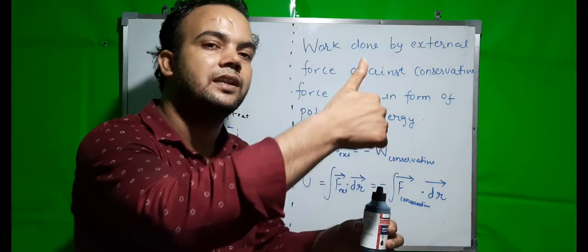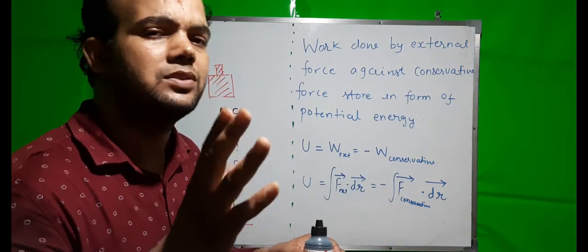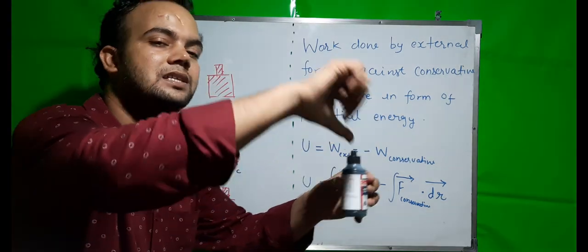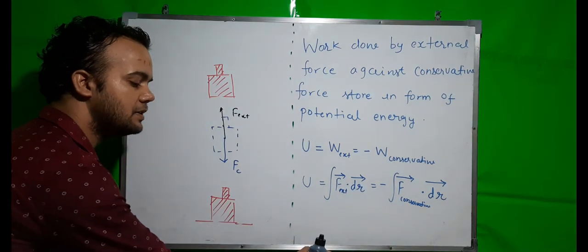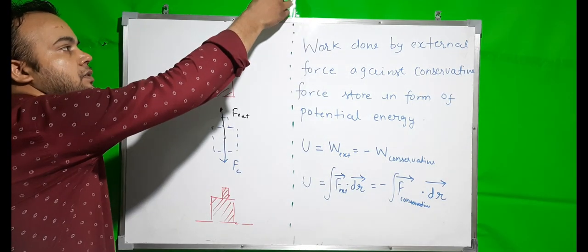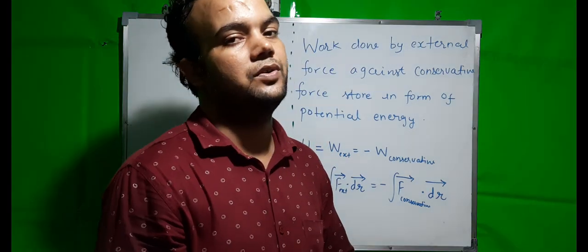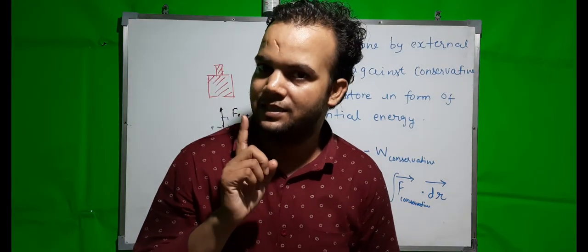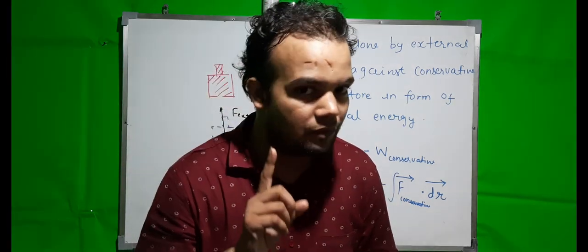If it is greater, then the body might accelerate because the net force is acting in the upward direction. I suppose I don't want to accelerate this bottle, so at least I want the external force to be equal to the gravitational force. Let us see. I'm smoothly moving this bottle with the help of the external force, and I'm putting it here. While putting the bottle, I need to apply an external force against the conservative force, and that should be at least equal to the conservative force, or we can say the gravitational force.